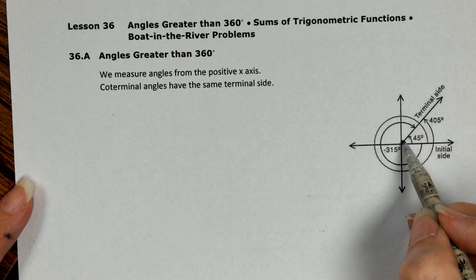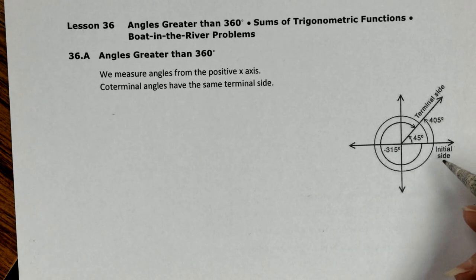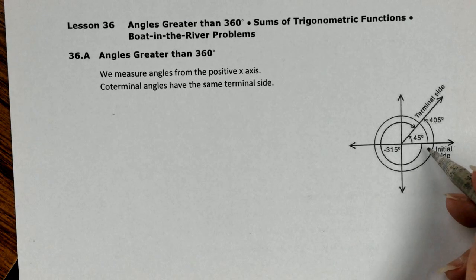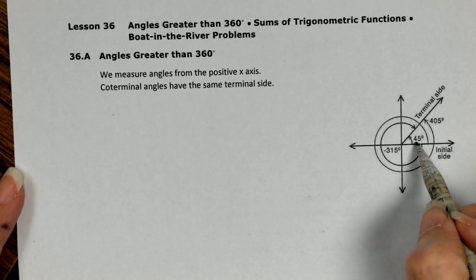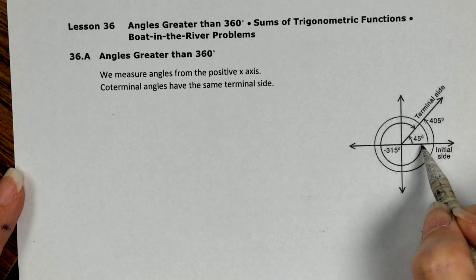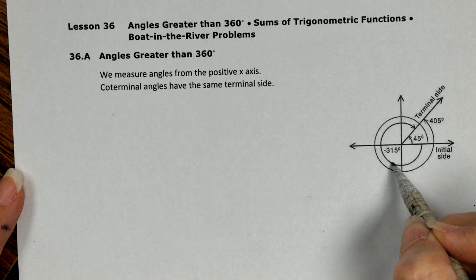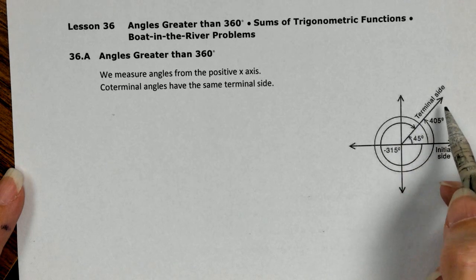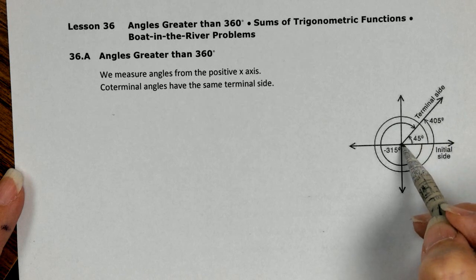This is the terminal side. It's where it ends up. And all the arcs on here are showing that. So there's our 45-degree angle. Here is negative 315, negative because we're going clockwise 315 degrees, and that takes you to the same terminal side.